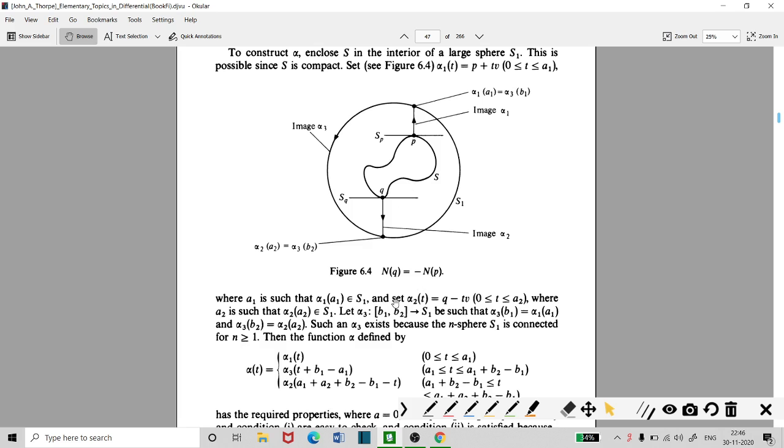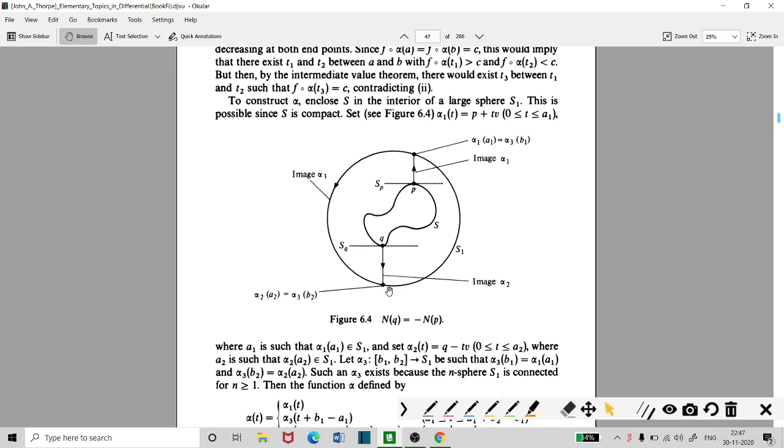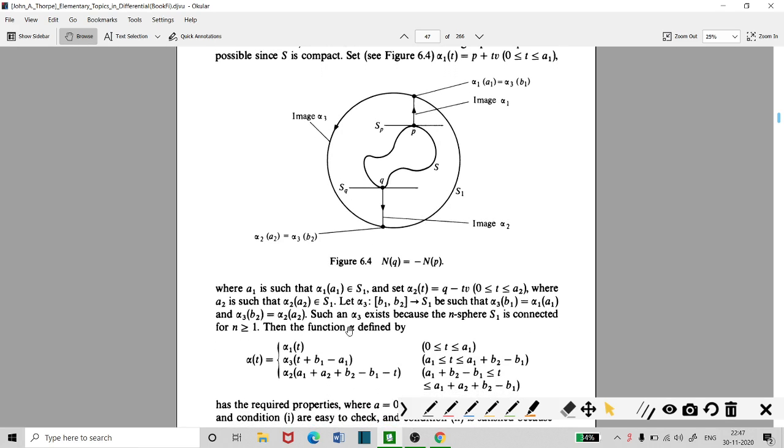So using these three functions, alpha 1, alpha 2, alpha 3, we construct alpha of t. What is alpha of t? Alpha of t is alpha 1 of t. That means alpha of t starts from here, moves this way and intersects here, follows this path to reach this point, and traces this curve in the reverse direction. Okay, so that is the idea.